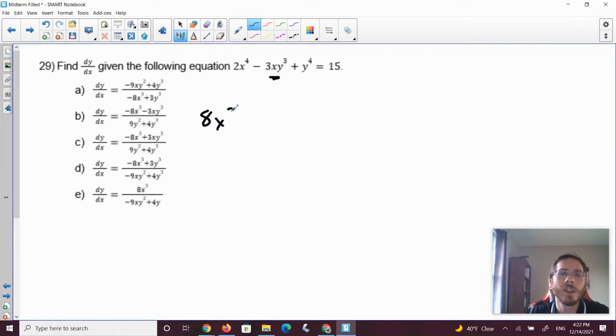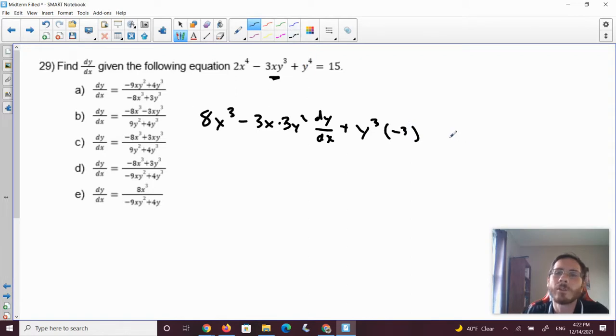Taking the derivatives, we get 8x cubed minus 3x. So first times the derivative of the second, so 3y squared dy dx, plus the second times the derivative of the first, so y cubed times negative 3. And then we've got y to the fourth, so that's going to be 4y cubed dy dx. And again, when we take the derivative of the last piece, we're going to get 0.